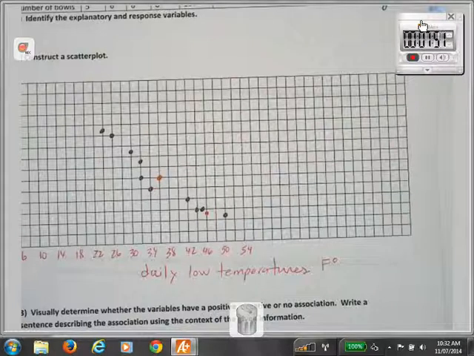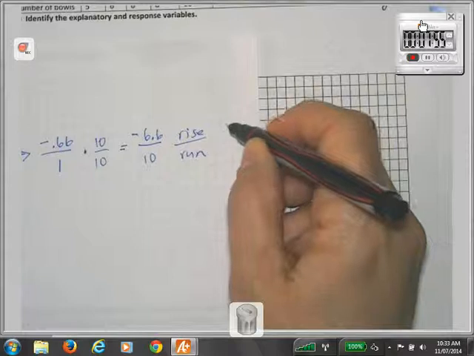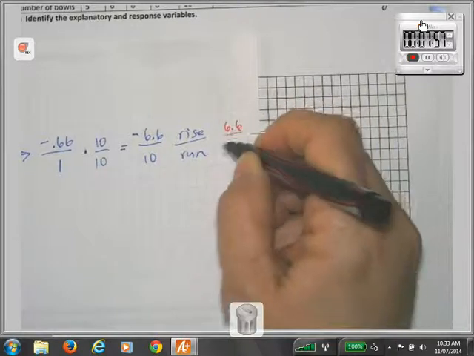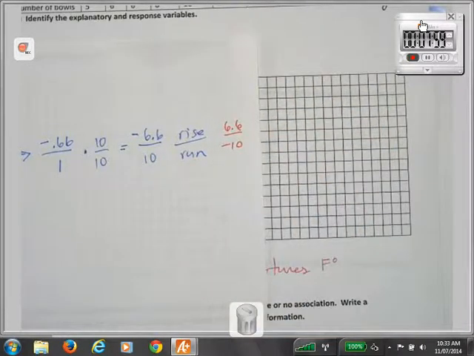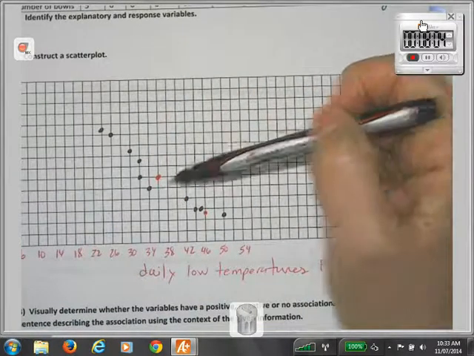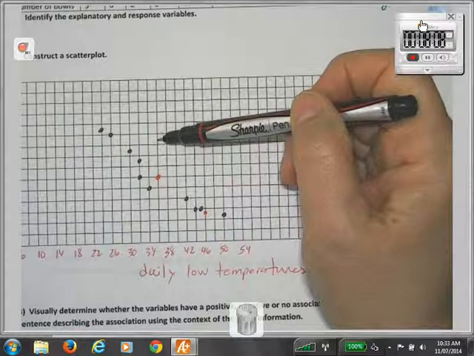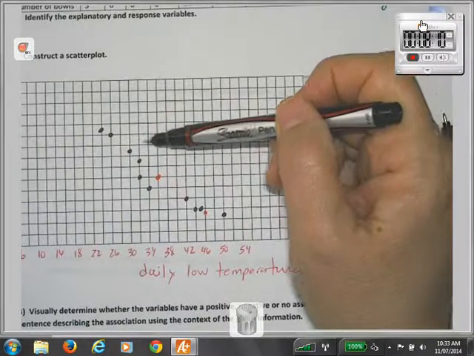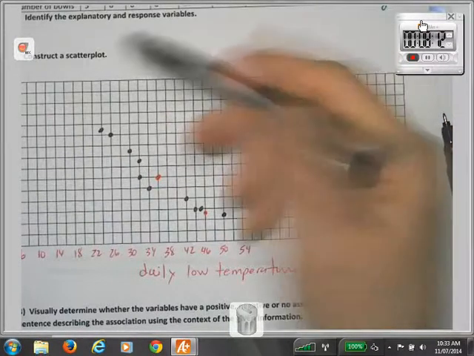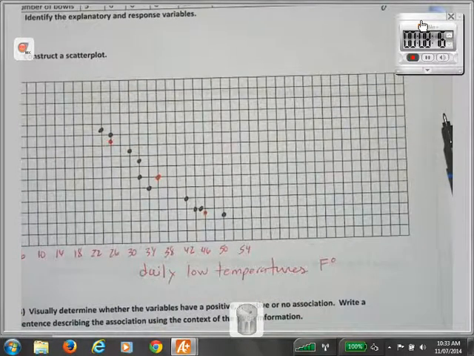Now remember also, you can always change the sign. So 6.6 over negative 10, same thing, just gives us the ability to go up and to the left. So again, we're going to go up 2, 4, 6, and almost 7, and then to the left 2, 4, 6, 8, 10. Now I have 3 nice points all in a line that I'm going to connect to make our least square regression line.